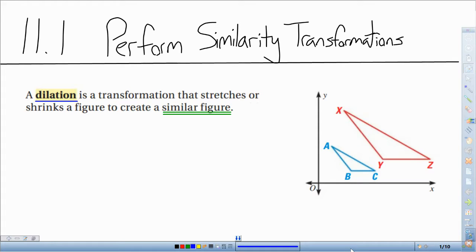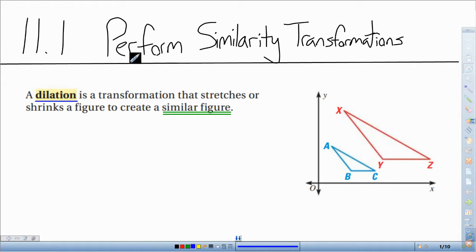Hey, everybody. So today we are getting into chapter 11, which is all on the concept of similarity. In other words, what does it mean for two shapes to be similar to one another? Today we're going to see how similar shapes are created through transformations.